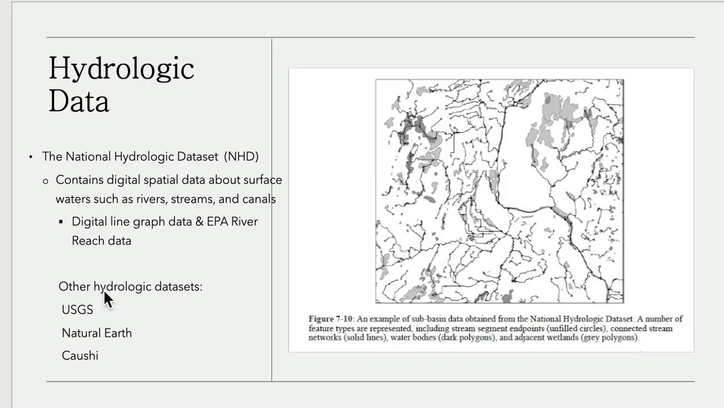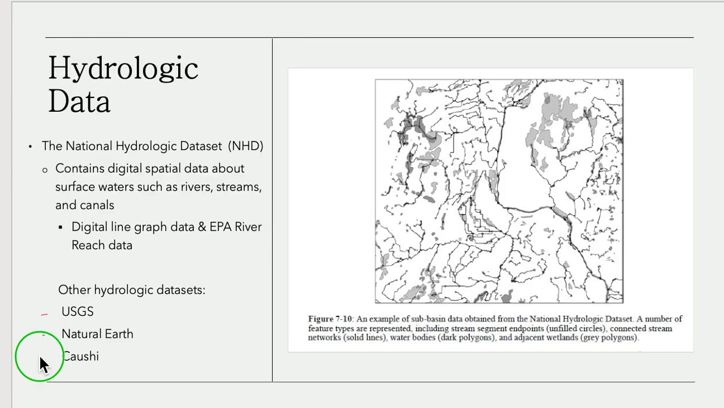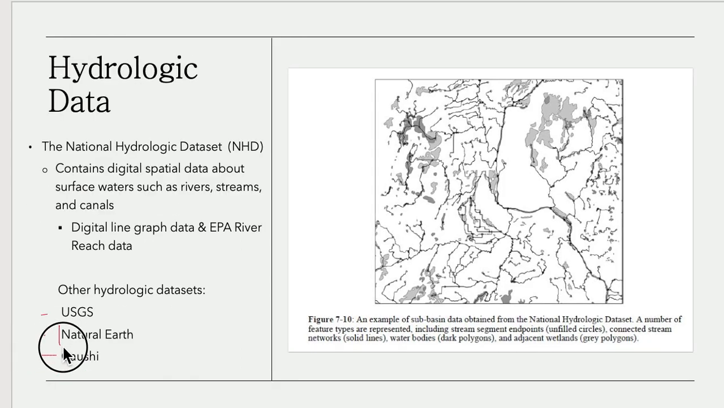So there are other hydrologic data sets that you could use besides NHD. There is USGS, Natural Earth, and Esri. So for our lab assignment, we will be using the Natural Earth data set.